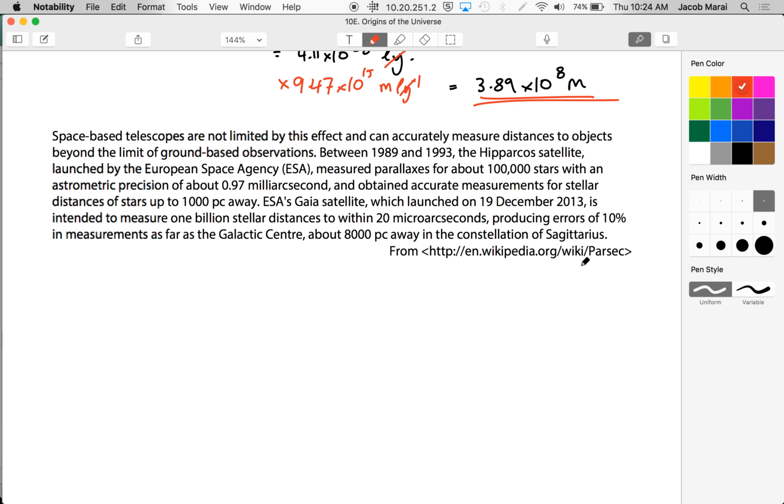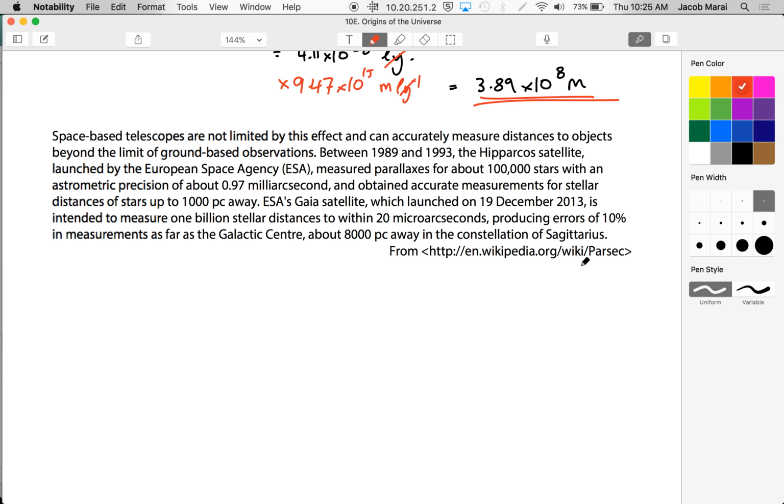It was going to do that many stars because it's got to wait 6 months before it takes. So, take a few, and then wait for 6 months and then do it again. 20 micro arc seconds. Okay, in measurements as far as the galactic center, about 8,000 parsecs away.